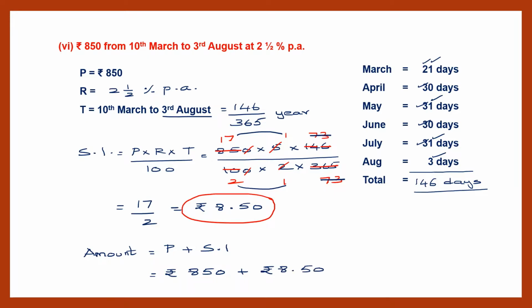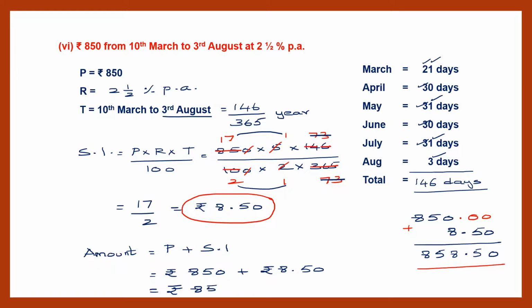Let's add up these two. So 850 and we have 8 rupees 50 paisa. Put it all in the right places when you arrange them. Now here we need to make them like decimals, remember, when you add or subtract. So here let's get our answer. 0, 5, we have 8 and then 5 and 8. 858.50. So our final amount is rupees 858 and 50 paisa. So we have found the answer to the second part also, which is the final amount.